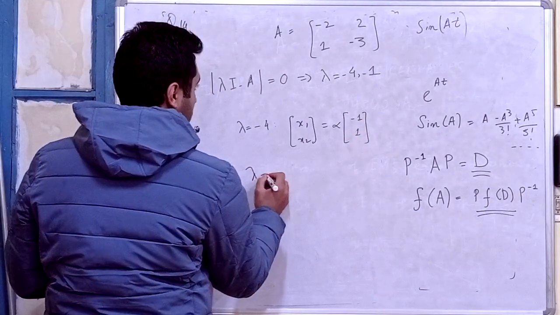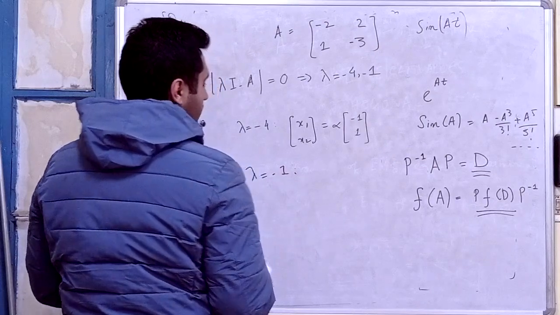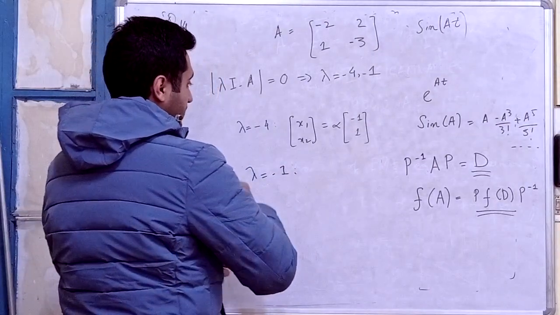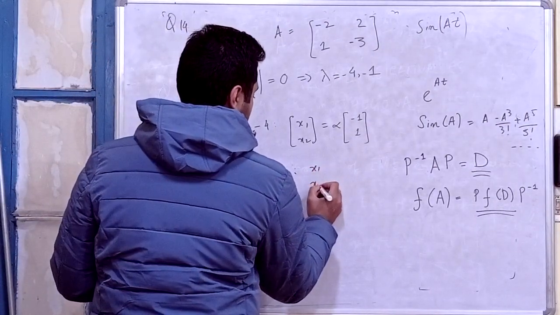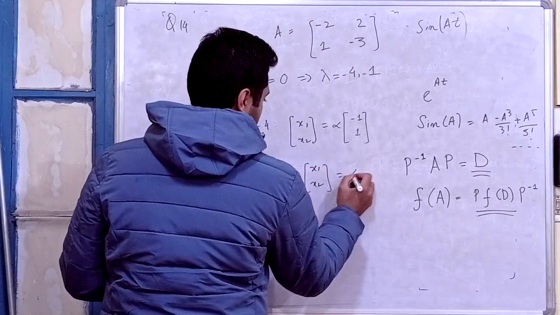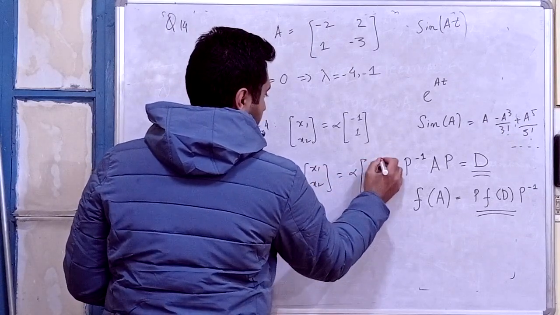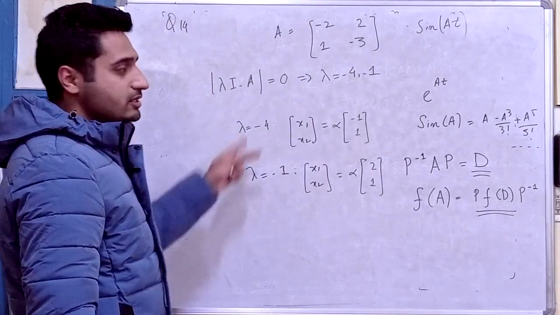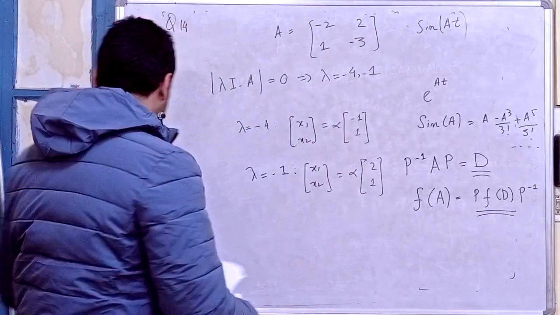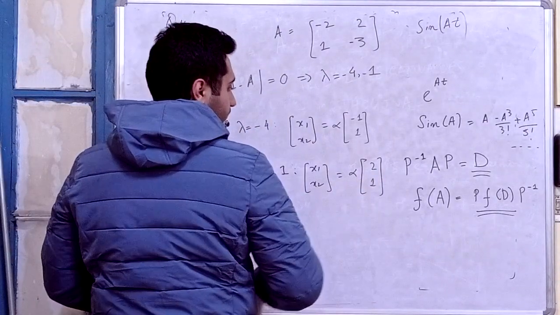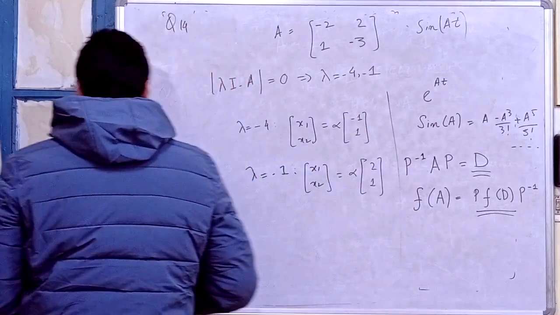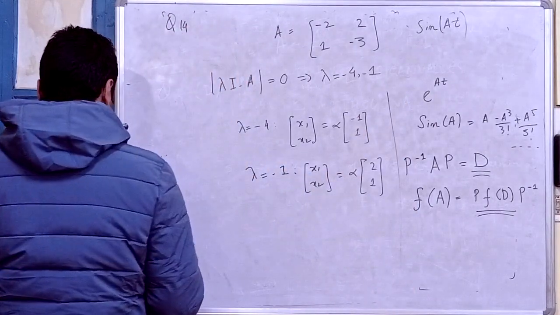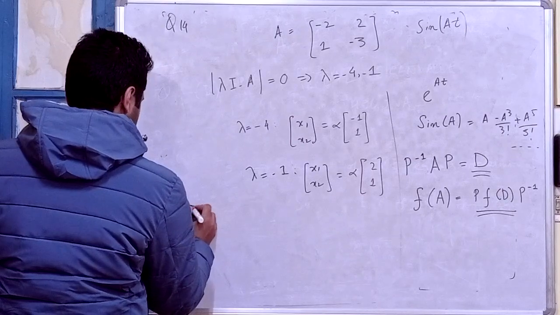And for lambda is equal to minus 1. This is the first eigenvector. The second eigenvector is alpha 2, 1. Okay? So immediately two eigenvalues gives you two eigenvectors. So you can formulate this P now. So you can find this P inverse.